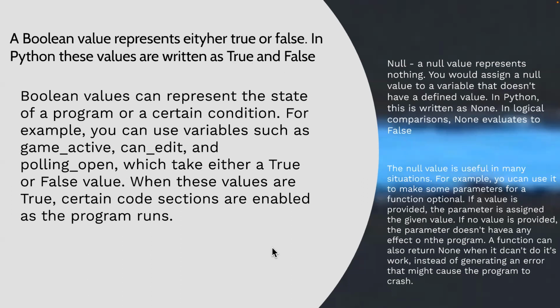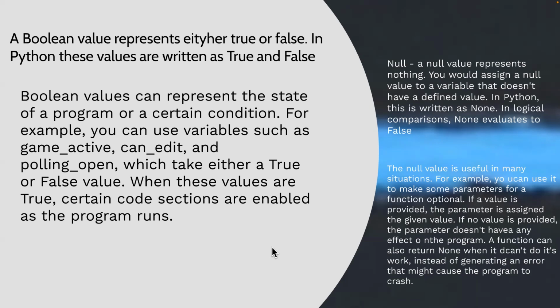Boolean values can represent the state of a program or a certain condition, right? So we want Booleans in our program. They're super useful. You can use variables such as, for example, whether your game is active or can edit, or if the polling is open, depending on what type of app you're using. You're going to have that as a Boolean value, true or false. If these values are true, then certain sections of code are or should be enabled.